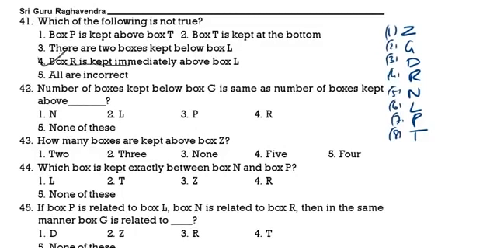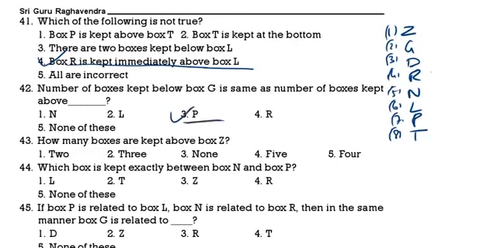R is kept immediately above L. That is not true. The number of boxes below G: below G there are 1, 2, 3, 4, 5, 6. Is same as above. Above P also there are the same. So the answer is P. P is the correct answer.